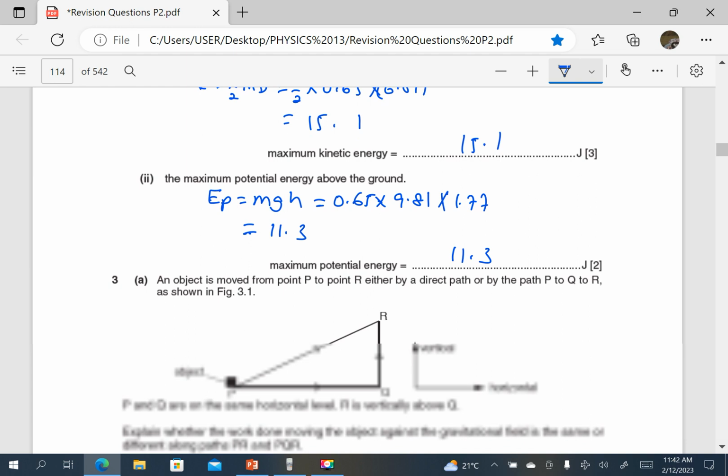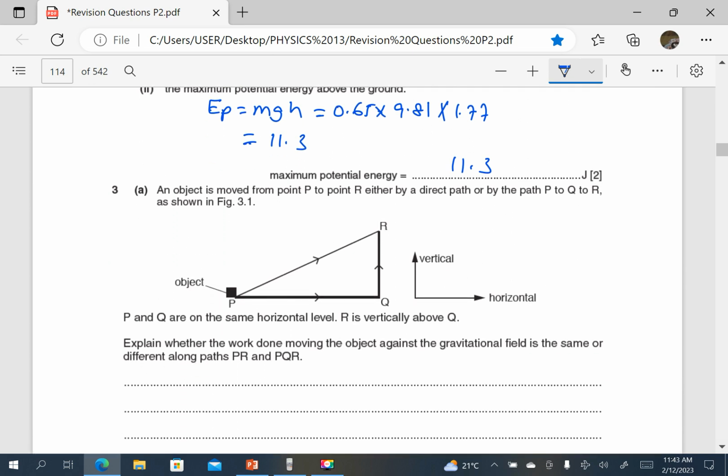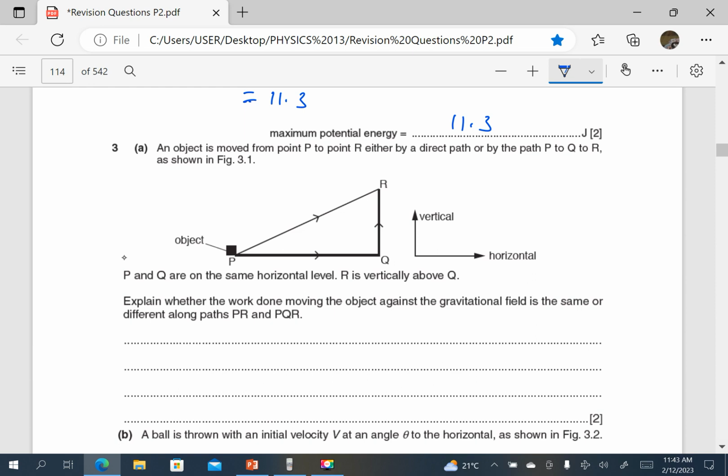An object is moved from point P to point R either by a direct path or by the path P to Q to R, as shown. P and Q are both at the same level. R is vertically above Q. Explain whether the work done moving the object against the gravitational field is the same.